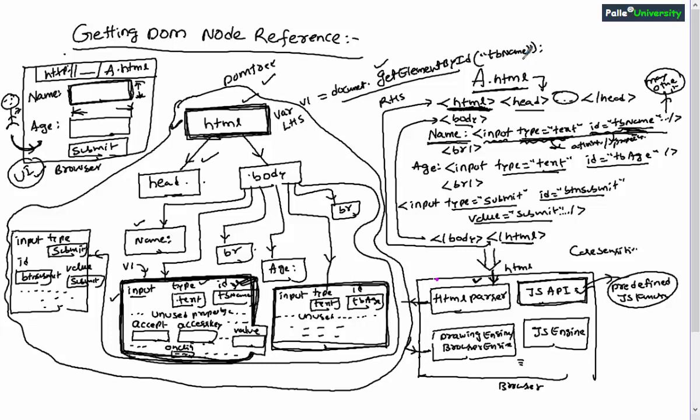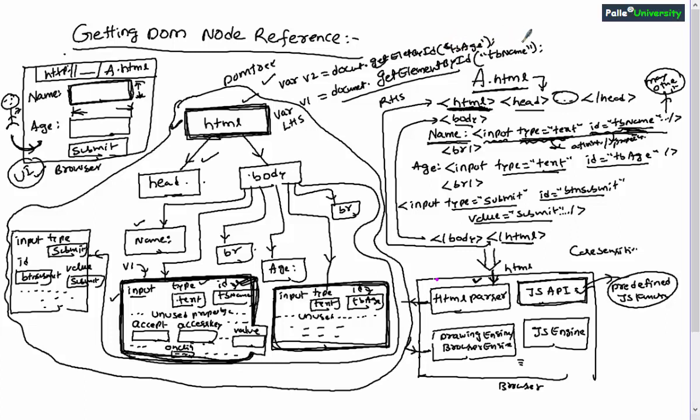Similarly, let me ask you the next question. In case I want to find the reference of this text box, or the reference of this node in the DOM tree, what code should I write? Very simple. I must write the code like this, where v2, the variable name, can be anything. I must write document dot, please tell me the code, getElementById, and what is the id you will be passing? The id value is tbh. You must pass tbh over here. As simple as this, right?